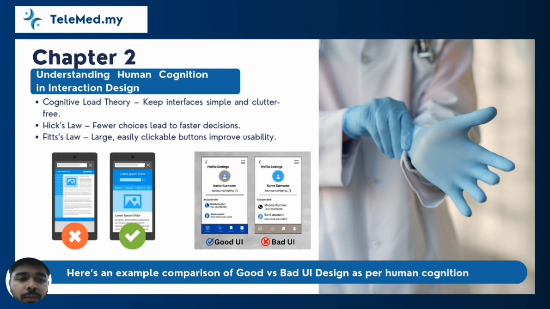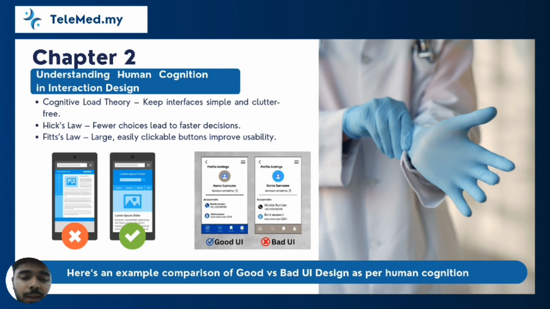Last but not least, we have Fitts's law, where it is mentioned that large and easily clickable buttons improve the usability of a system. We have tried to apply this principle in our design also, where we have some of our most important buttons very large in size, and we have placed them in a good position where it is easy for the user to click.